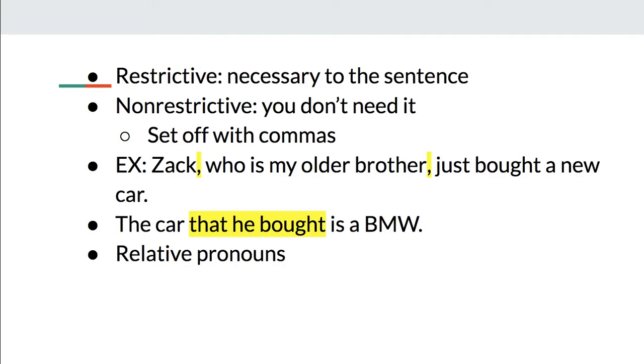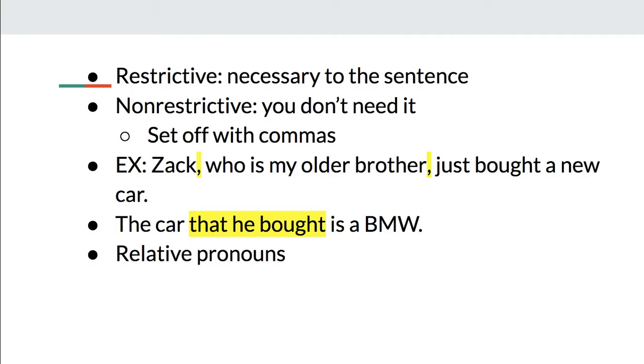A proper noun is usually followed by a non-restrictive clause. So Zach, he's a proper noun. He is a specific person, right? And then a non-restrictive clause follows. So a lot of proper nouns are used before a non-restrictive clause.